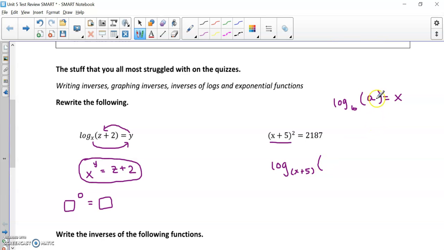In the parentheses, we're going to put that a value for us, and that's always going to be what's on the other side of the equal sign. Okay, and then the exponent is always on the other side of the equal sign in our log.